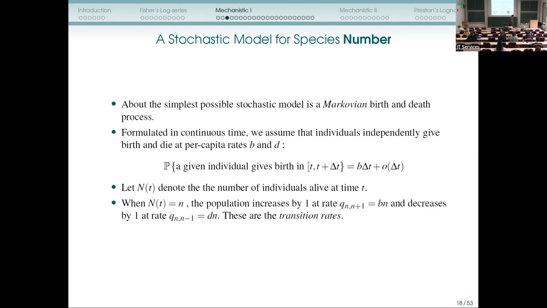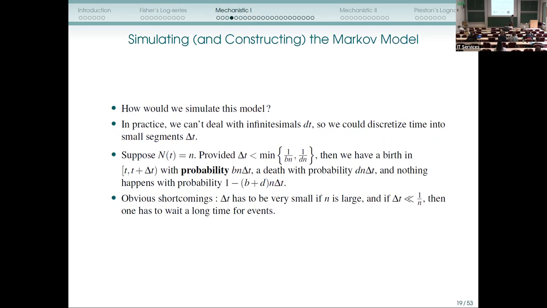I said I like simple models. This is pretty simple. Things give birth, things die. Simple model, but you can already do so much with this, and I could really spend a whole course on models like this.